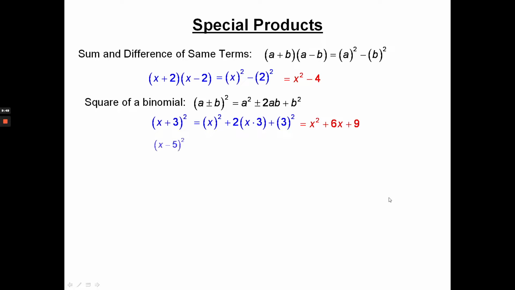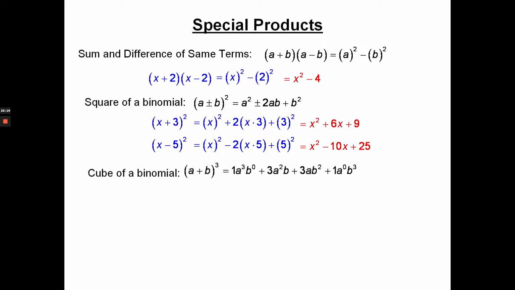Okay. With the minus sign, same thing's going to happen. Our x is our a, so we get x squared. Multiply these two together and double, so negative 2 times x times 5, and then b squared is our 5 squared. So x squared, negative 2 times x times 5 is going to be negative 10x, and then 5 squared is 25.